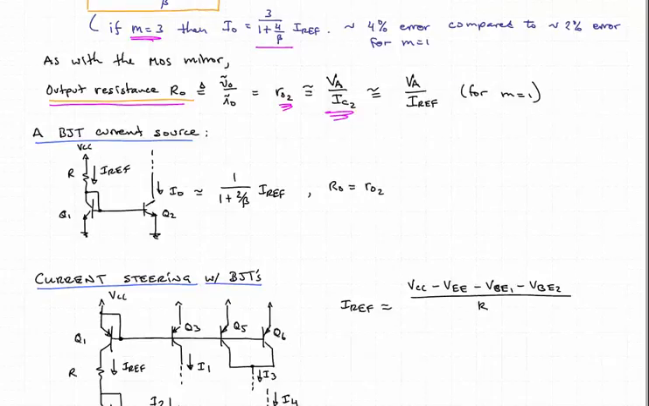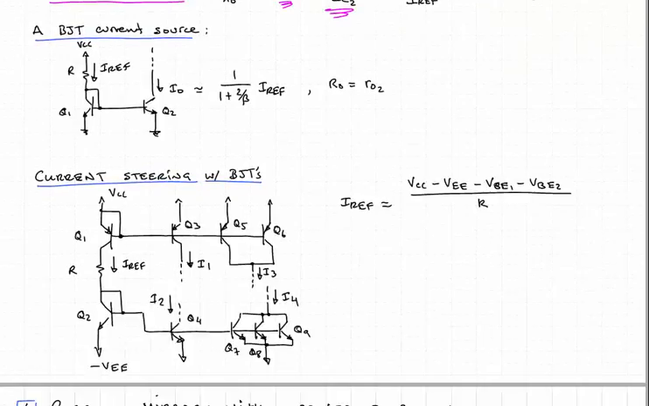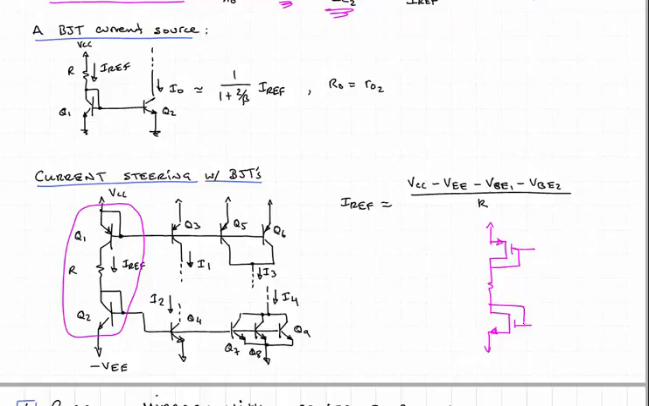Now we can implement current steering with BJTs, and here's an example. One of the things that we can do that's a little different is that within one current reference branch, we can place a PNP and an NPN transistor and produce the two reference voltages. I guess we could have done that for the MOS as well. Come to think of it, we could have done this. Yeah, so we could have done that as well for the MOSFET implementation. So nothing unique here for the BJT.